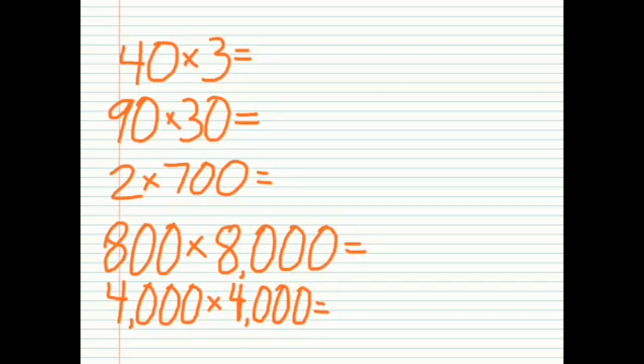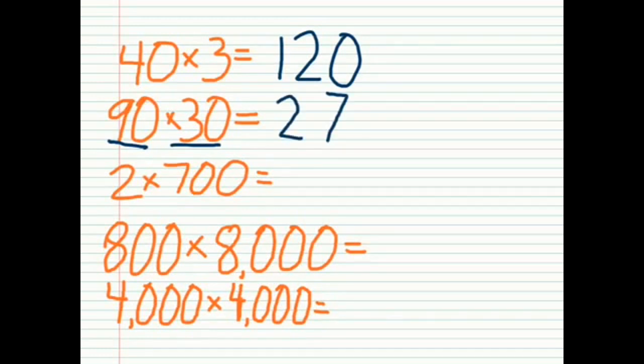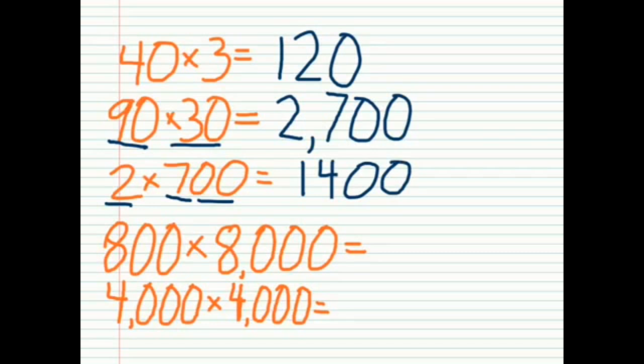Let's practice a few. Take a look at these. 40 times 3. Think 4 times 3, and then you're just adding 1 zero. That would be 120. 90 times 30. Start with the 9 times 3. That one is going to be 27, and add your 2 zeros, or 2,700. How about 2 times 700? Start with your 14, add your 2 zeros for 1,400.